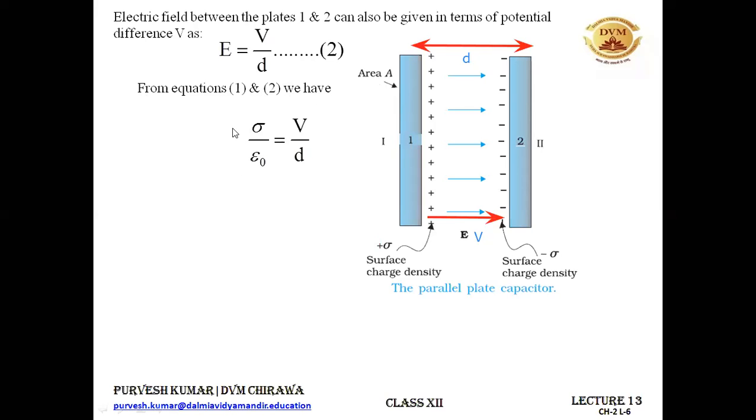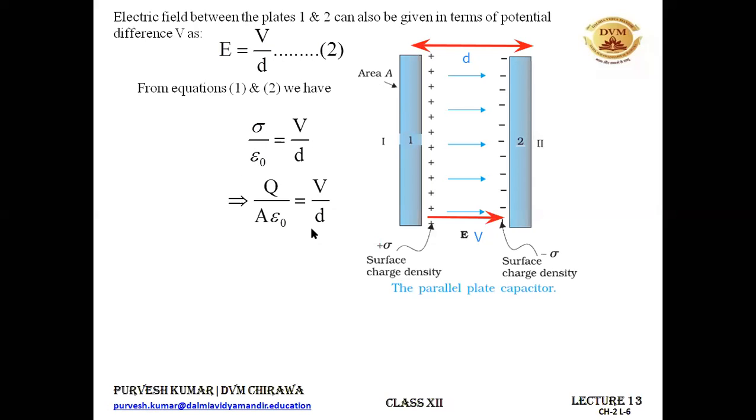Now, the value of sigma is Q by A. We know sigma is surface charge density and that is equal to Q by A. So we can write it like this. In place of sigma, I have written Q by A, and epsilon naught was intact from the previous equation, that is equal to V by d.